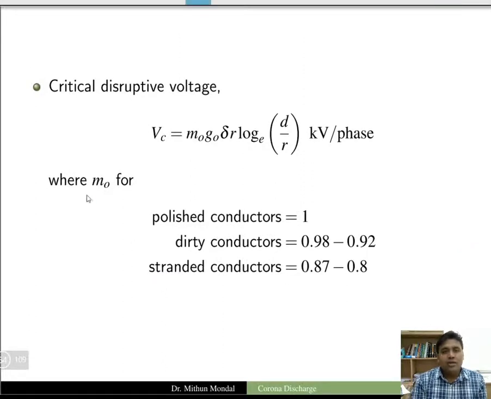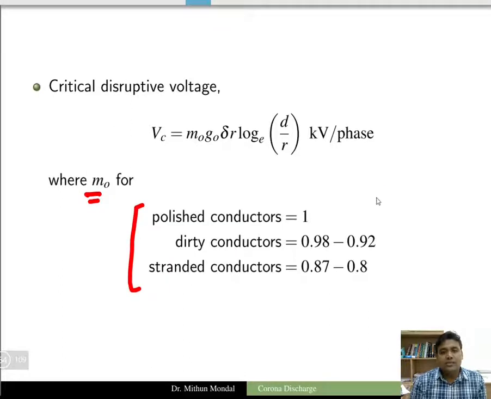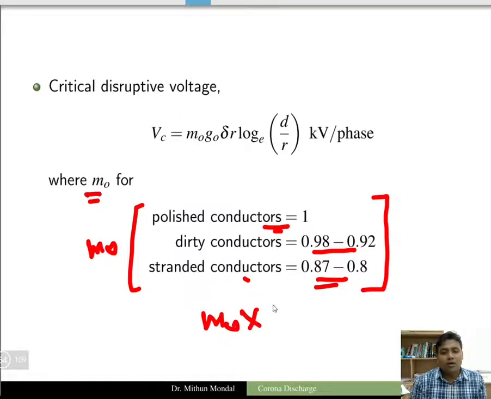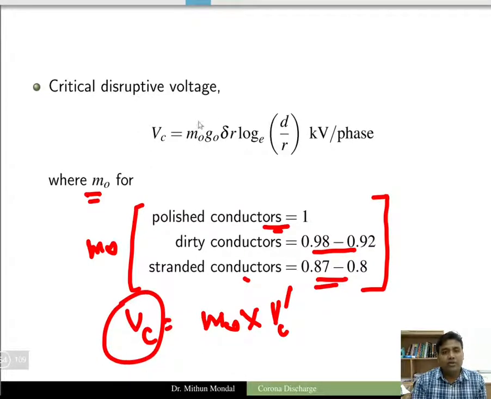So what is this m naught? The irregularity factor for different conditions: for a polished conductor it will be 1, for a dirty conductor it will be 0.98 or 0.92, and for standard conductors it will be 0.87 to 0.8. That m naught has to be multiplied with the value that we obtained earlier to obtain the critical disruptive voltage. So we have multiplied m naught to account for the surface condition, and we have multiplied delta to include the air density factor, which gives the total critical disruptive voltage.